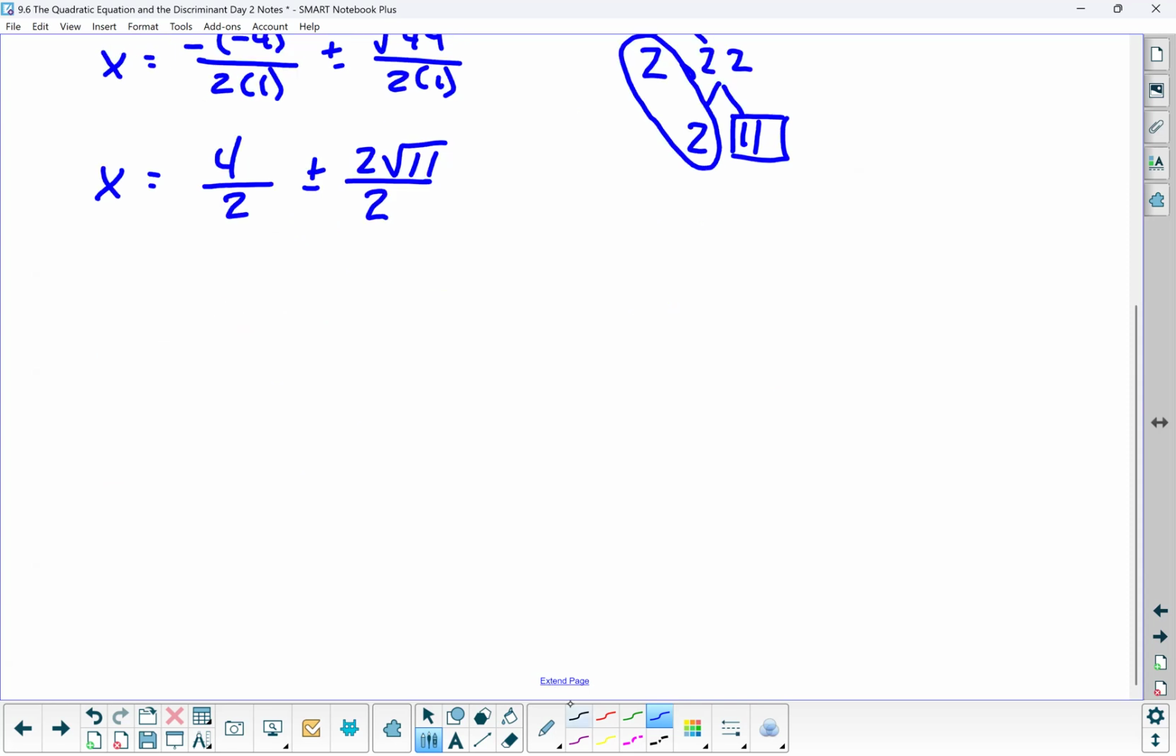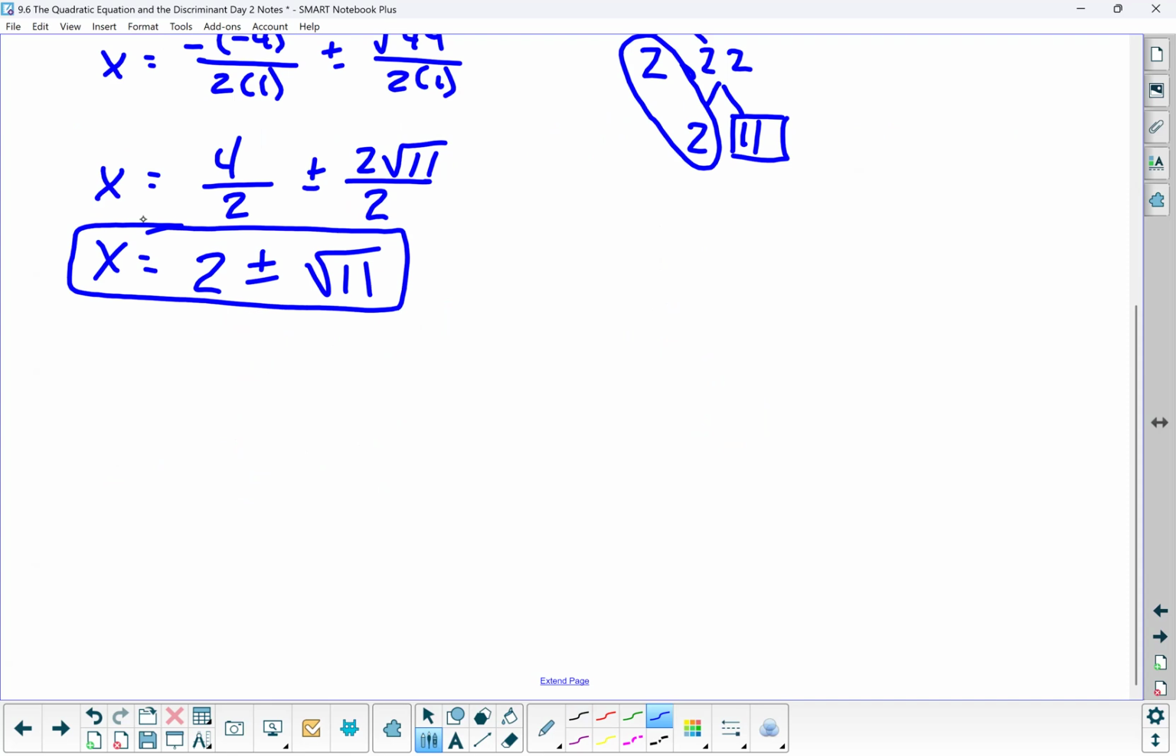The last step, simplify. 4 over 2, or 4 divided by 2, is 2. And in our second fraction, 2 over 2 is 1. So we end up with 2 plus or minus the square root of 11. That is the exact answer. To get our rounded answers, now I'm going to take that and use the calculator.